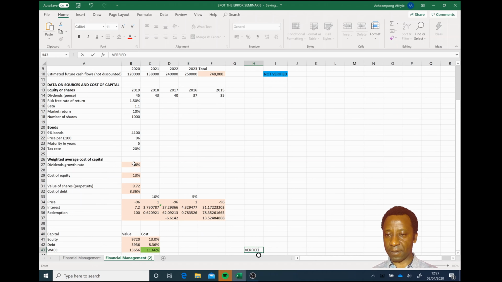what they have here. They have dividend growth rate. Well, they haven't given us the calculation for that, so we cannot verify that. Not verified.